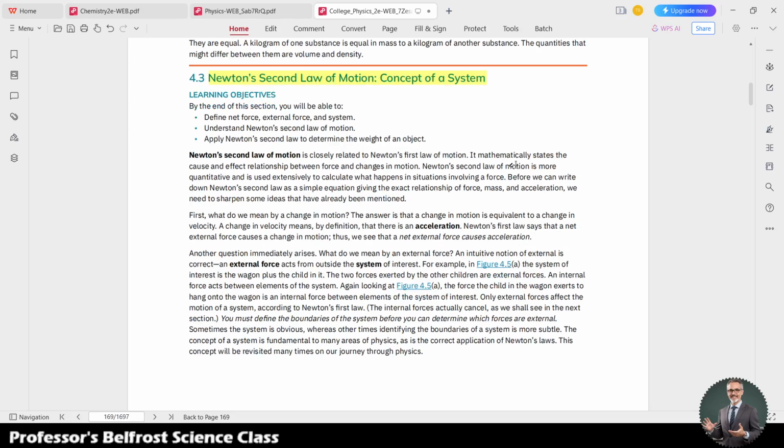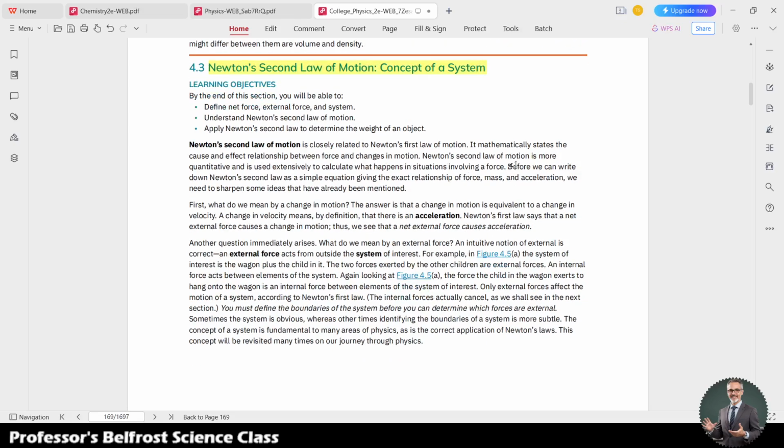Actually, this is F equals ma. Okay, the acceleration that we have discussed in the previous chapters. This is closely related to Newton's first law of motion, and it mathematically states the cause and effect relation between force and changes in motion. This becomes very quantitative because the answer to the questions that we have faced so far is that a change in motion is equivalent to a change in velocity, and a change in velocity means by definition that there is an acceleration. So Newton's first law says that a net external force causes a change in motion, and thus we see that a net external force causes an acceleration.